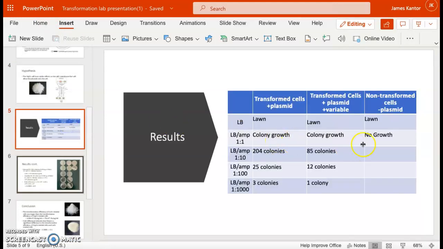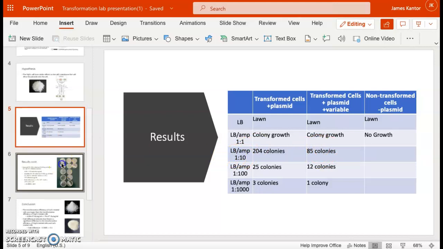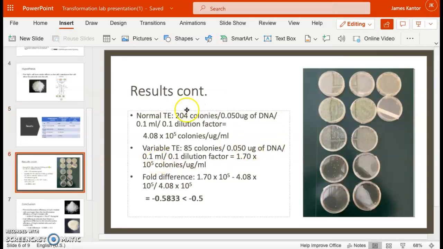So for our results here, you can see that this table here was taken from the lab. Our cells that were treated with the calcium chloride grew 204 colonies, and that was in our 1:10 dilution series plate. And then over here you can see our cells treated with magnesium chloride grew 85 colonies, also in our 1:10 dilution series plate.